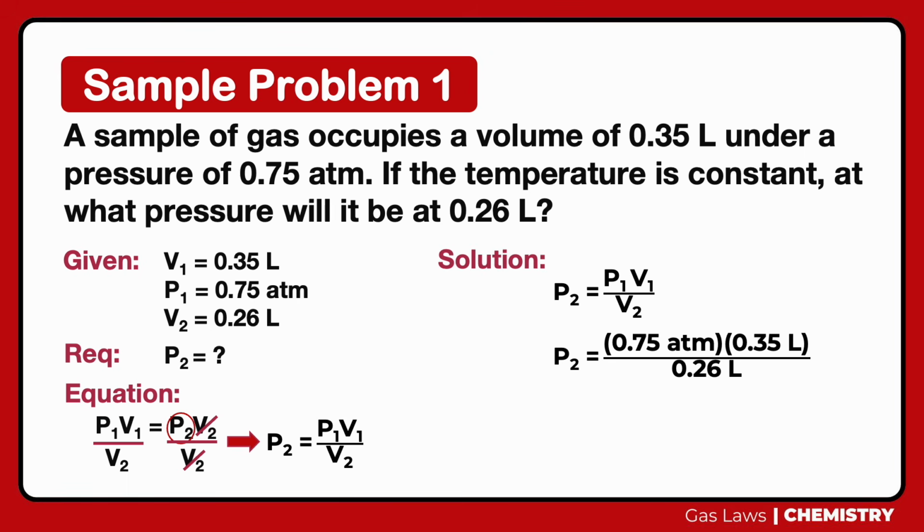Substitute the values. P sub 2 is equal to 0.75 atmosphere times 0.35 liters divided by 0.26 liters. P sub 2 is equal to 1.01 atmosphere. Therefore, the final pressure is approximately 1.01 atmosphere. This shows that when the volume decreases, the pressure increases, which follows Boyle's law.